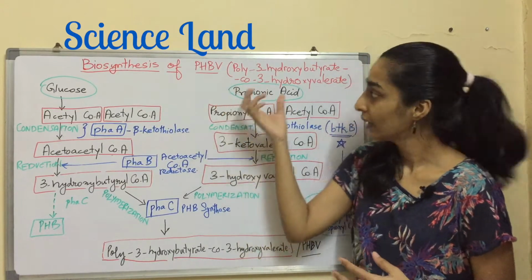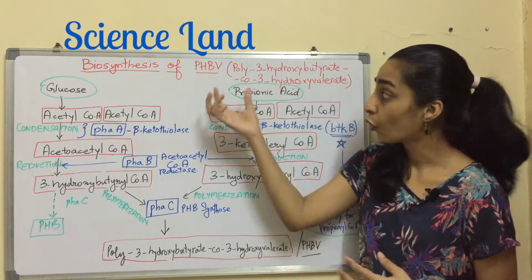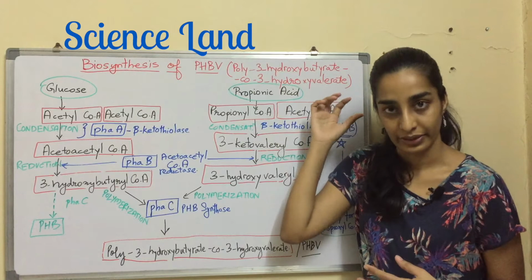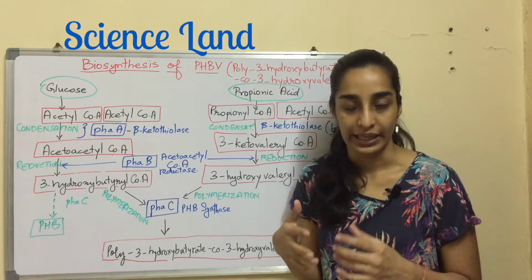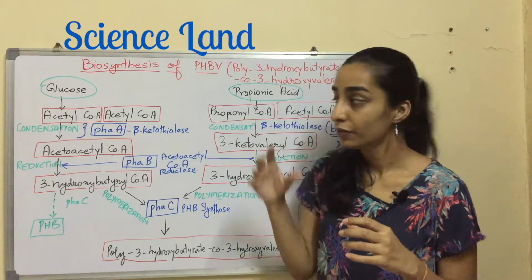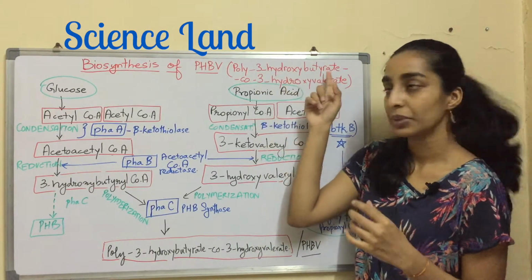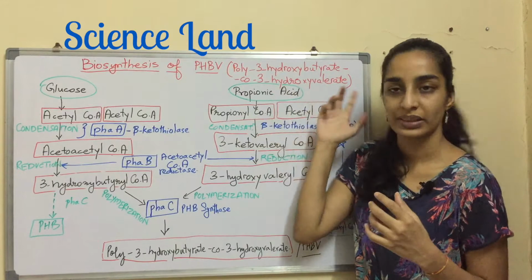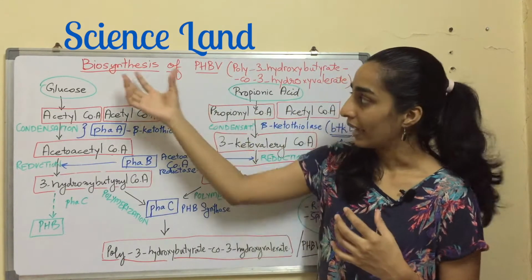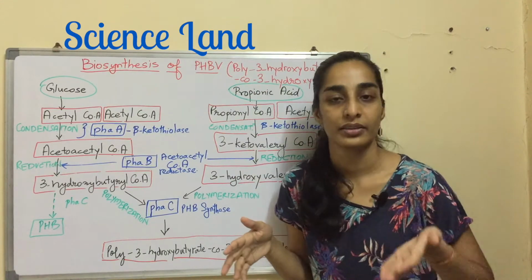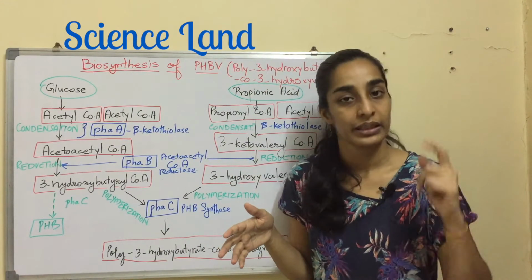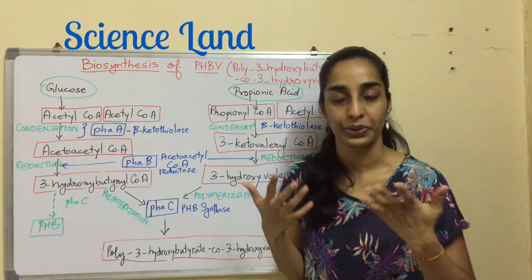PHBV means poly 3-hydroxybutyrate co-3-hydroxyvalerate. It is a polyhydroxyalkanoate, meaning it is a copolymer of two substances, 3-hydroxybutyrate and 3-hydroxyvalerate. So, the biosynthesis of PHBV is kind of similar to biosynthesis of PHB. The video is there in the card. If you want, you can check it out.